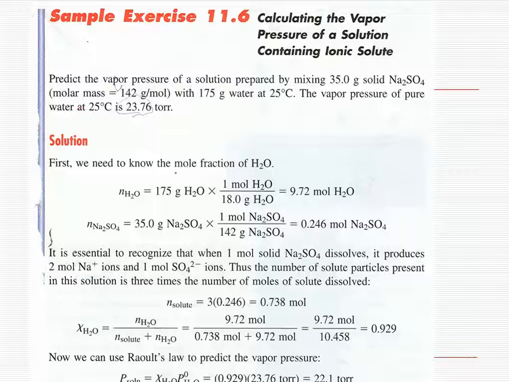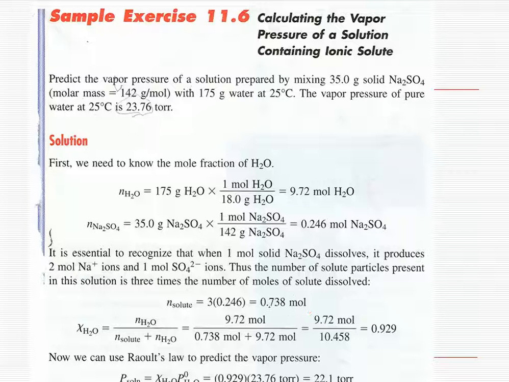All right, so then we just run through our calculation to find the mole fraction of the water. So we take the mass of our water, convert it to moles. We take the mass of our salt, using the molar mass, find the moles of the salt. This is going to be summed together. This will be our denominator, and then you have the 9.72 in the numerator.